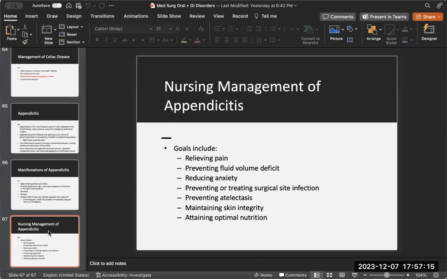So, what are our goals though overall? If it didn't rupture, it's not an emergency. We want to relieve pain, prevent fluid volume deficit, reduce anxiety, right? Especially because they're having a lot of pain, that's going to cause anxiety. If they have a surgery, watch out for surgical infection at the site, prevent atelectasis, or collapsed lung. So anytime you have a surgery, you always have to watch out if something can cause trouble to the lungs, right? Maintain skin integrity and make sure they have good nutrition.